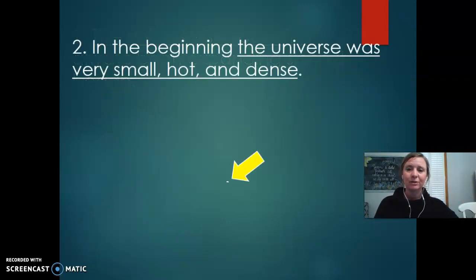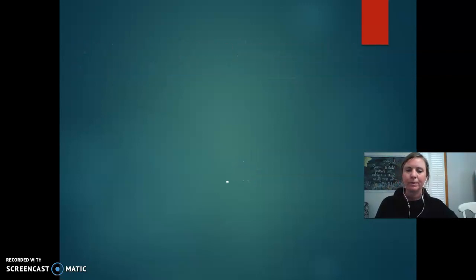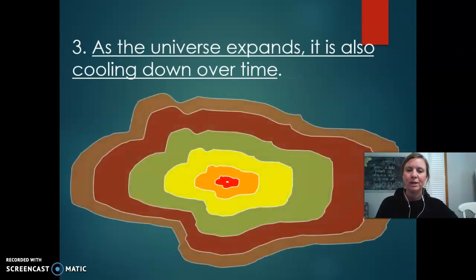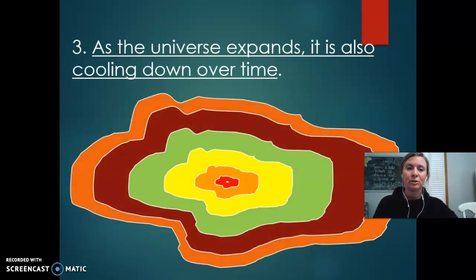The second thing that we're going to talk about is, in the beginning, the universe was very small, hot, and dense. It had all those fundamentals in there. And once again, as the universe expands, it's also cooling down. So think about, as those particles move further and further away from each other, it gets less compact.